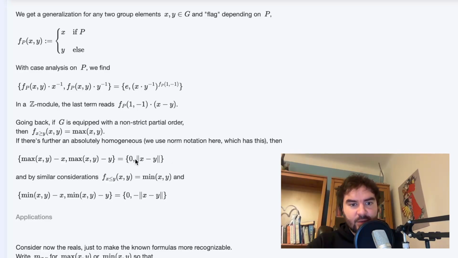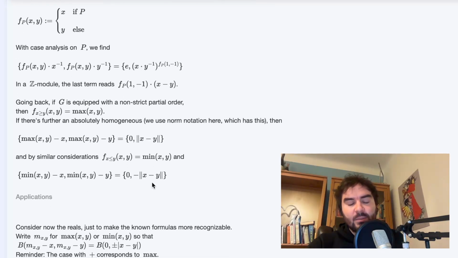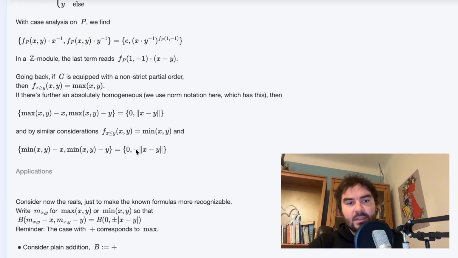In this case, I used norm notation for this absolute value here. So this must be an absolute value in the sense that it should not map from a vector space down to the scalar values, but you get the drift. And also by considering a different property, like not greater equal but smaller equal, you get the same relation also for the minimum, and there's just a minus there.